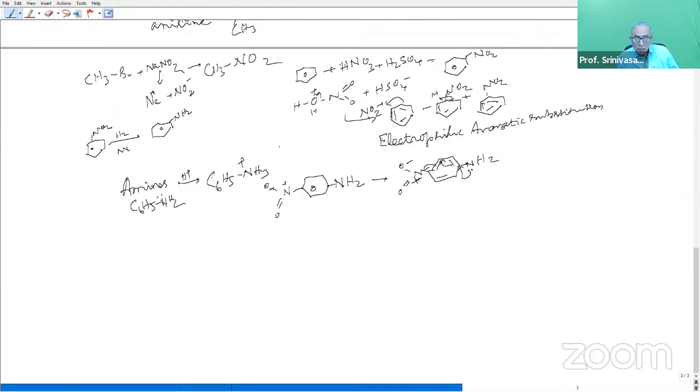You can have 2,4-dinitro-aniline that is even less basic, because there are two nitro groups which pull the lone pair of electrons from the nitrogen. Therefore, the amine becomes very, very non-basic.